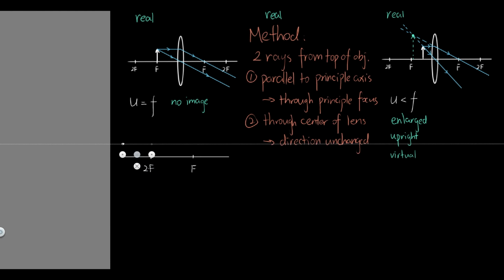When the object distance is greater than f, so up until here, it's going to be real, first of all, and inverted. And on the right side of the lens, actually. On f, exactly, we don't have an image.